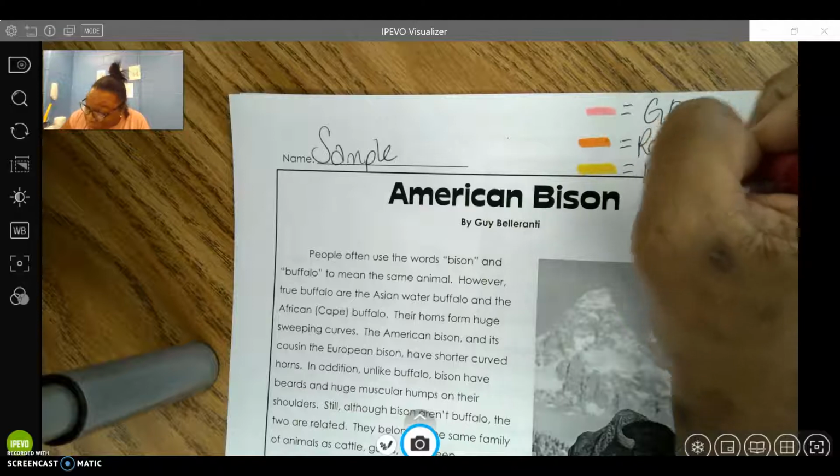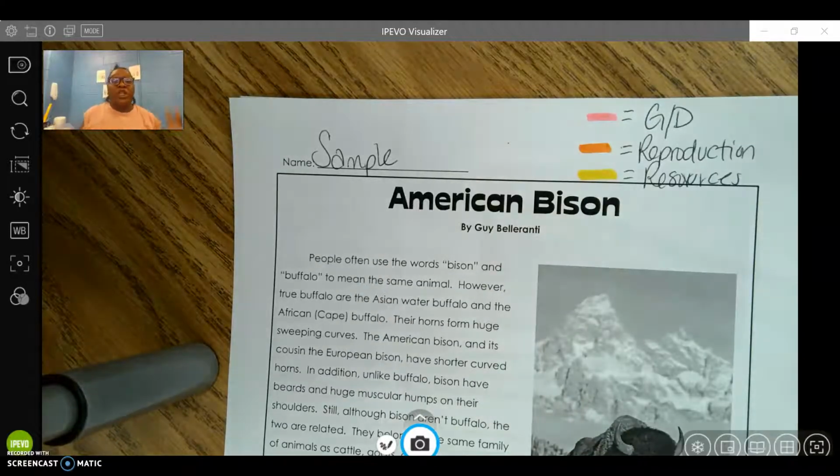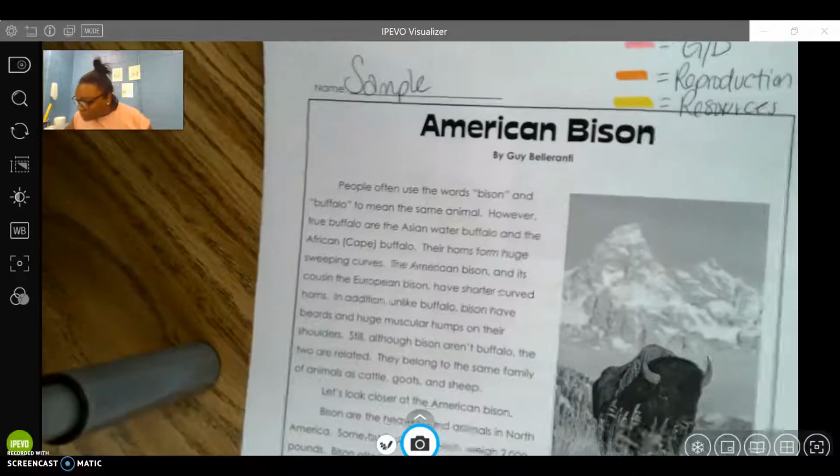Now, the great news is, because you're doing this on Schoology, you don't have to make your own key. Miss Neville's already told you what colors to highlight for which characteristics. So let's get to work. Follow along with Miss Neville as she reads.